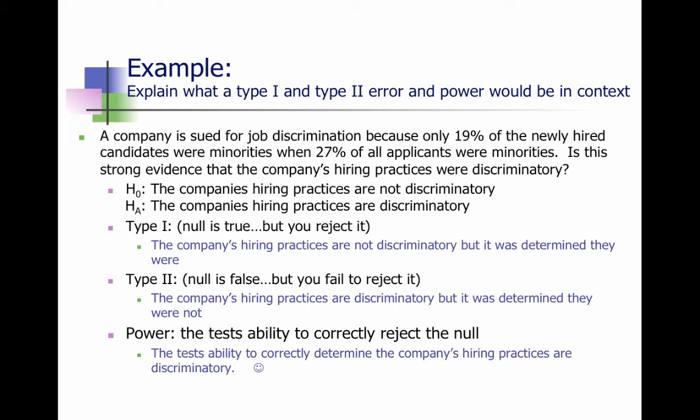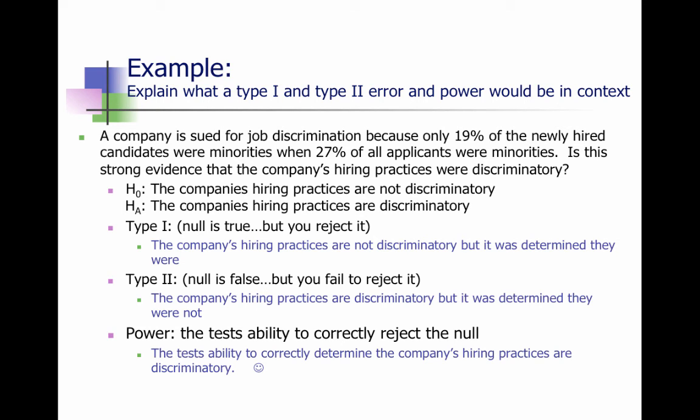Again, it is important here to list what your null and alternative hypotheses are, and in particular, what they are in words. So our null hypothesis, the company's hiring practices are not discriminatory. And the alternative would be that their hiring practices are discriminatory. So determining a type 1 error. Again, remember that a type 1 error is when the null is true and you reject it. So the company's hiring practices are not discriminatory, but it was determined that they were.